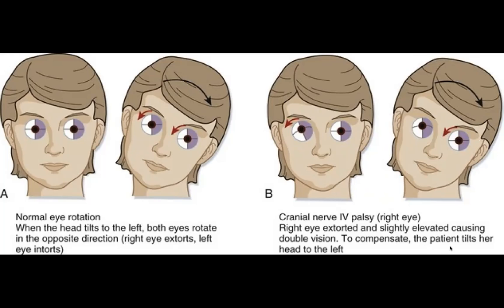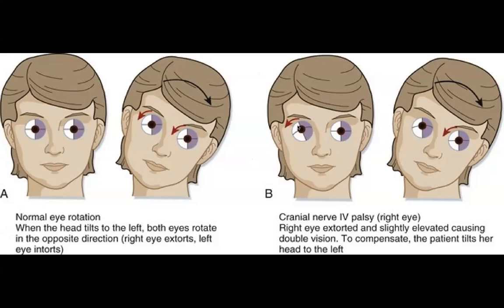To compensate for this, the patient tilts her head to the left. Tilting will bring both eyes into one position, which will prevent double vision, because double vision is irritating and will cause headache. So the reason for tilting of the head in fourth nerve palsy is the discomfort and the double vision.